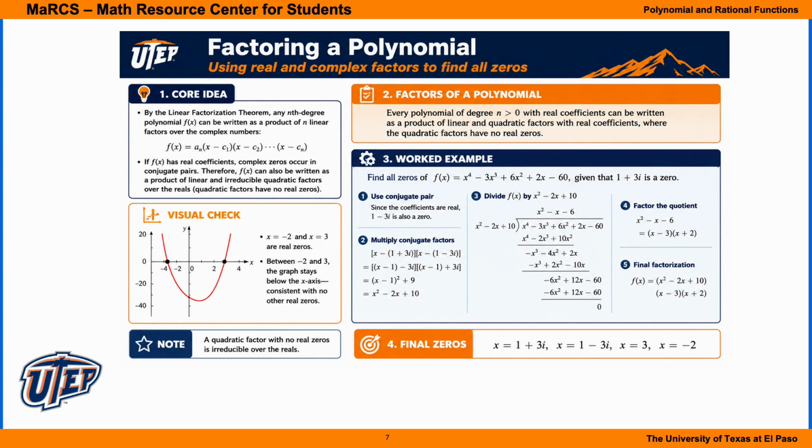So now all four of our zeros are x is equal to 1 plus 3i, x is equal to 1 minus 3i, x is equal to 3, and x is equal to negative 2. And here we have a visual check. We have the function graphed.